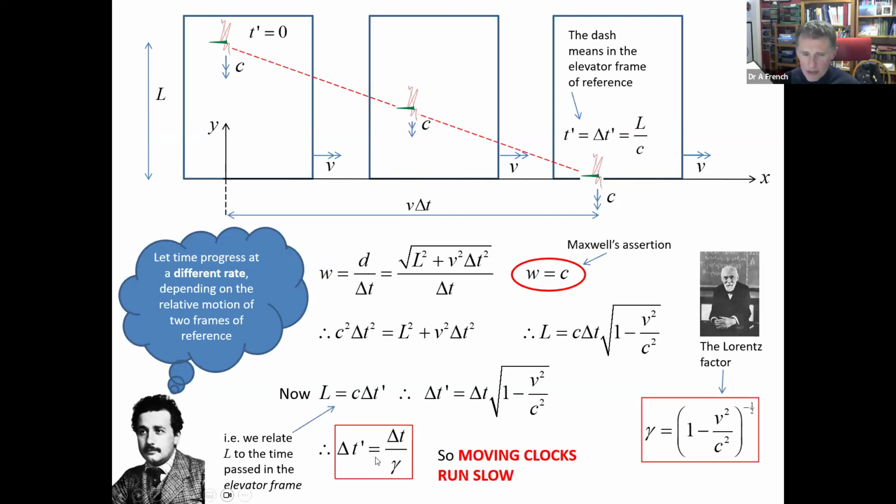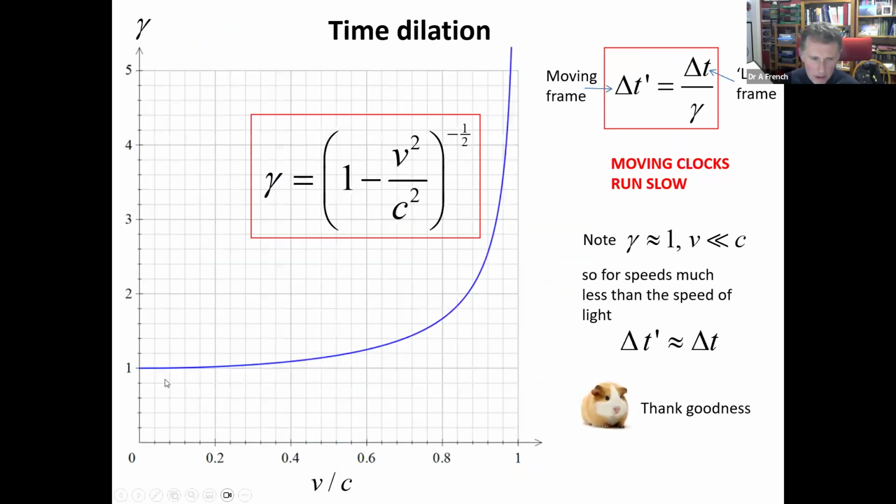Why is it always run slow? Well, gamma is always going to be bigger than 1. How do we know that? Well, let's just go and plot it, all right? So this is gamma. We're going to go and plot this in MATLAB in a moment. So everything we talk about for special relativity has this gamma factor. And it's a function, if you plot it. So I'm plotting it as a function of V over C, so the speed of our elevator as a fraction of the speed of light. And if you plot that, it starts at 1.